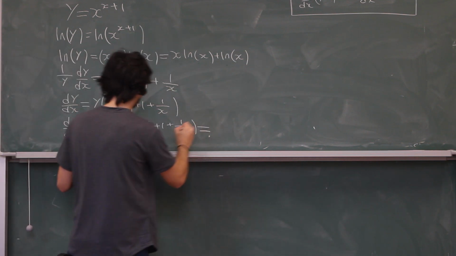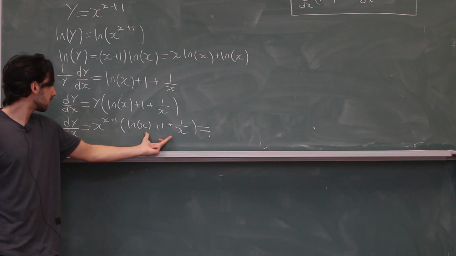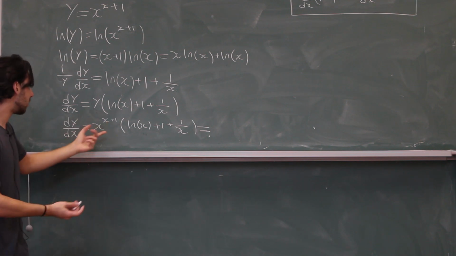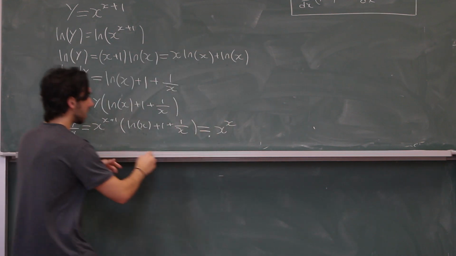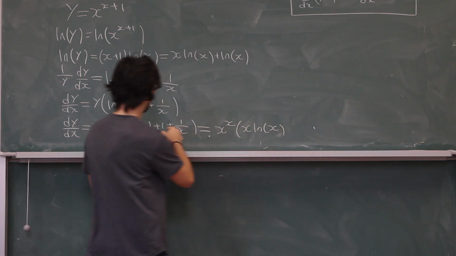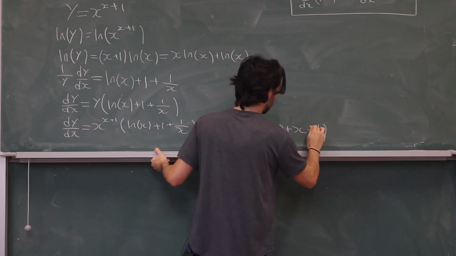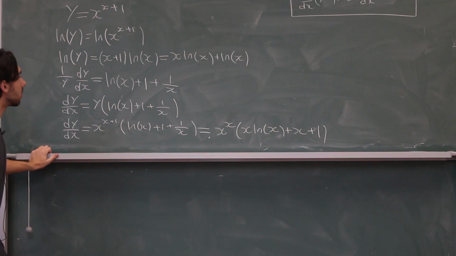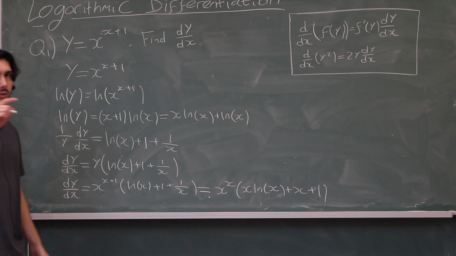If you like, you could potentially simplify this by multiplying the inside of these brackets by x and then dividing this term by x, so it's all the same. And that would be quite nice because you can have x to the power of x on the outside, and on the inside you have x ln x plus 1. So that's also another way of writing the answer. So hopefully, guys, that makes sense and you're all happy with that. On to the second question.